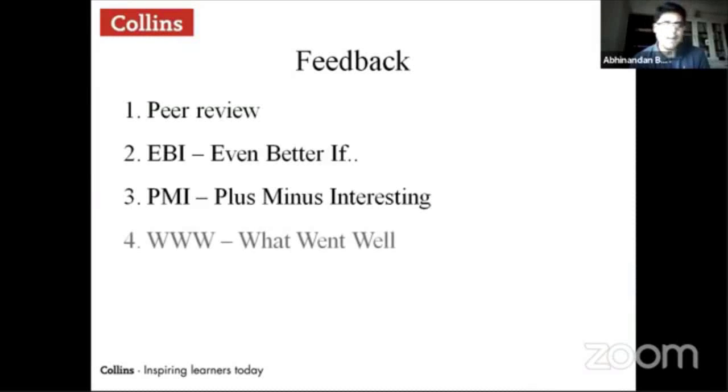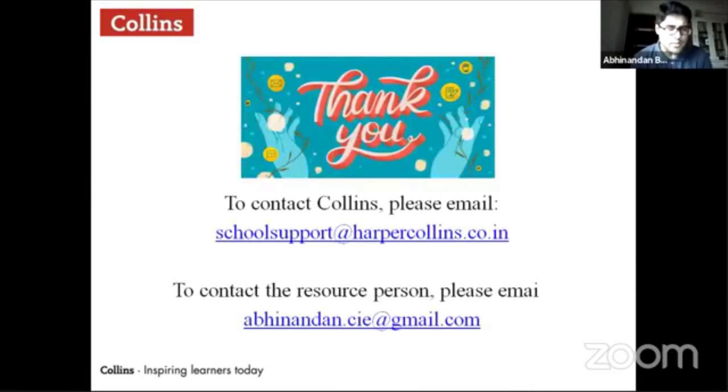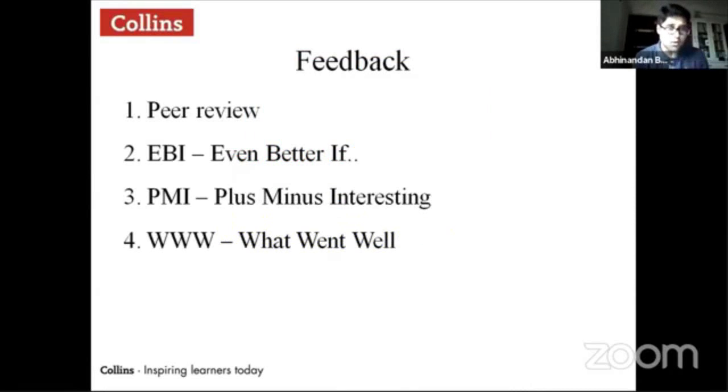You can give feedback to your learners in various ways. Like you can have peer review, as I mentioned: take up a sample work of your learners without mentioning the name, and then ask them to make a writer's effect response out of that, or just help them review each other's works. So peer assessment skills will also be taught in that manner. You could also give feedback in the form of "even better if" you add these points. Plus, minus, interesting also helps, and what went well.